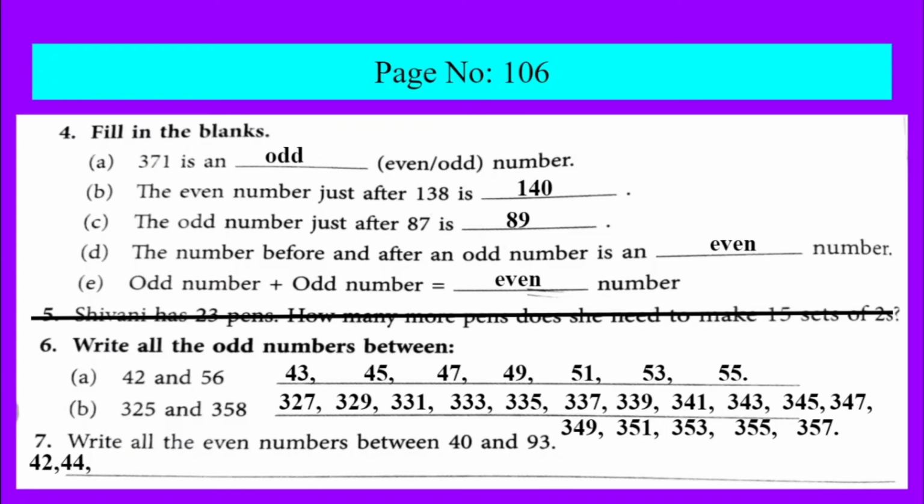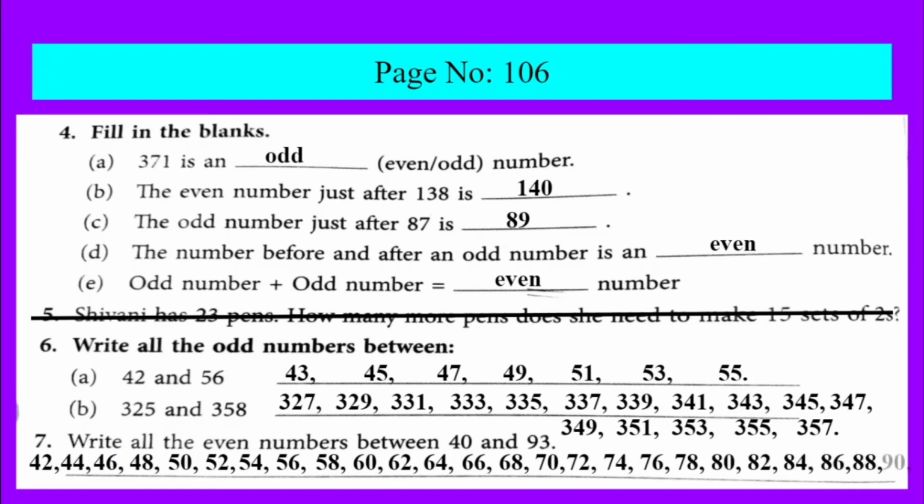After 44, 45 is odd. 46 is even. So we will write 46 over here. 47 is odd, 48 is even, we can write 48 here. 49 is odd, 50 is even, we will write 50 over here. And we will write the numbers till we reach the number 93.